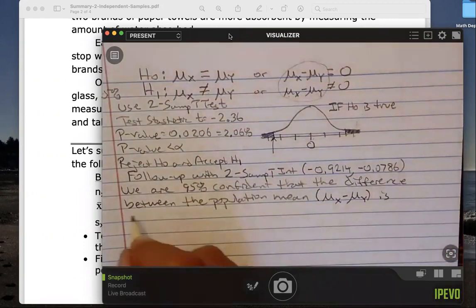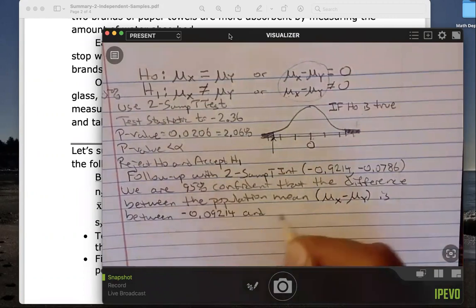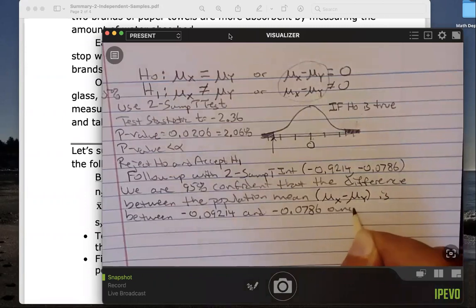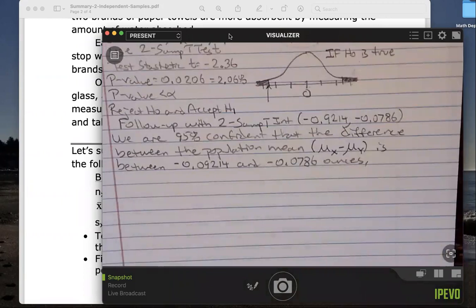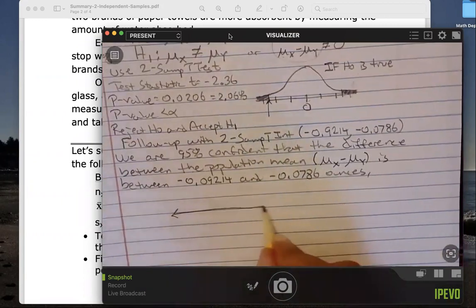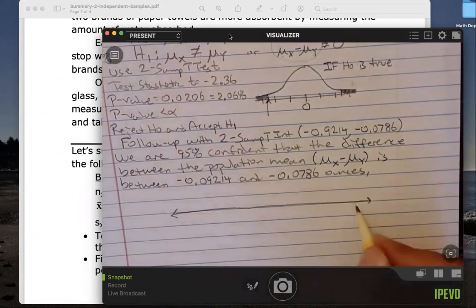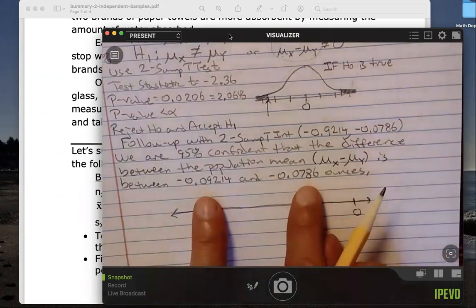Is between, and we have this negative 0.09214 and a negative 0.0786 ounces. Now, let me clarify, because what we're really concerned with are absolute values here. Well, let's just make a little number line here. And this is where zero is. This is outside the interval. And which of these two numbers is closer?